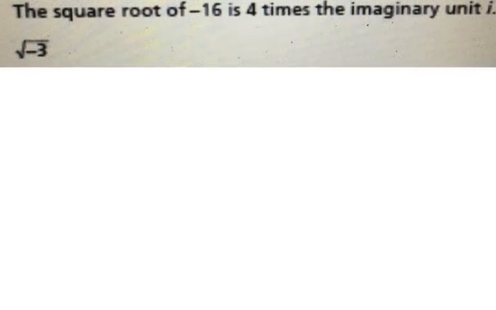Oh, I did not mean to have that part in there. This is all it should be. Take the square root of -3.